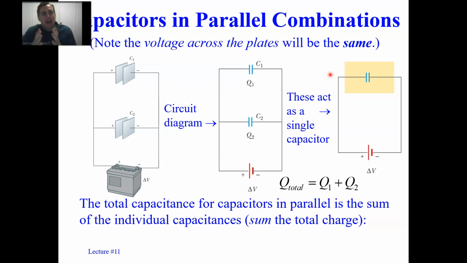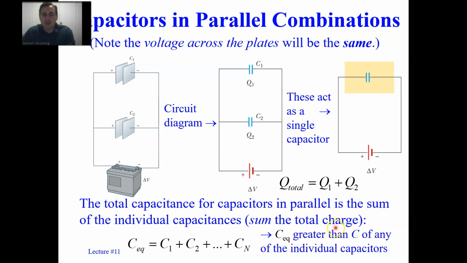That's the capacitance as if the entire setup of multiple capacitors acted like a single capacitor. Notice, because each branch acts independently, having the same voltage, the total charge is just going to be the sum of the charges of each of the branches, namely in this case Q1 plus Q2. And the total capacitance for capacitors in parallel is just going to be the sum of the individual capacitances.